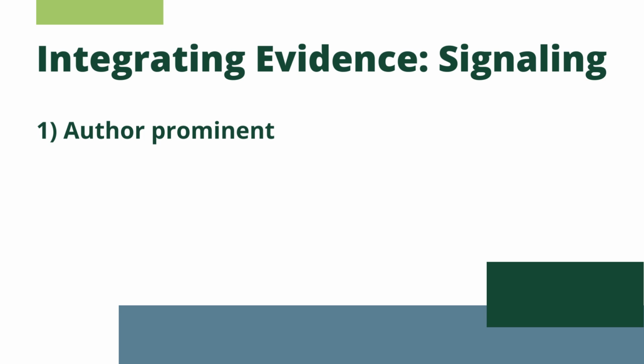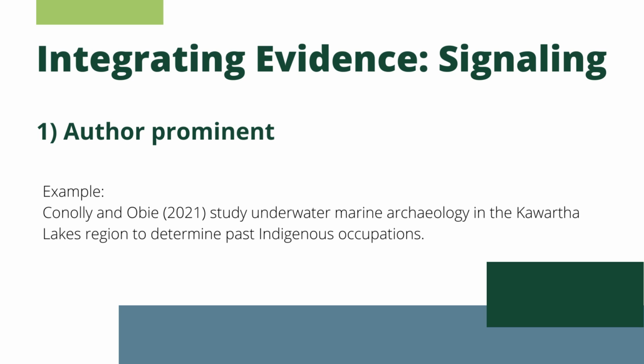When integrating evidence into your paper, signaling allows your reader to know that a paraphrase, a summary, or a quote is coming. Signaling helps to distinguish your thoughts from those of the source authors. The first signaling method is the author prominent approach, where the authors are integrated into the body of the sentence.